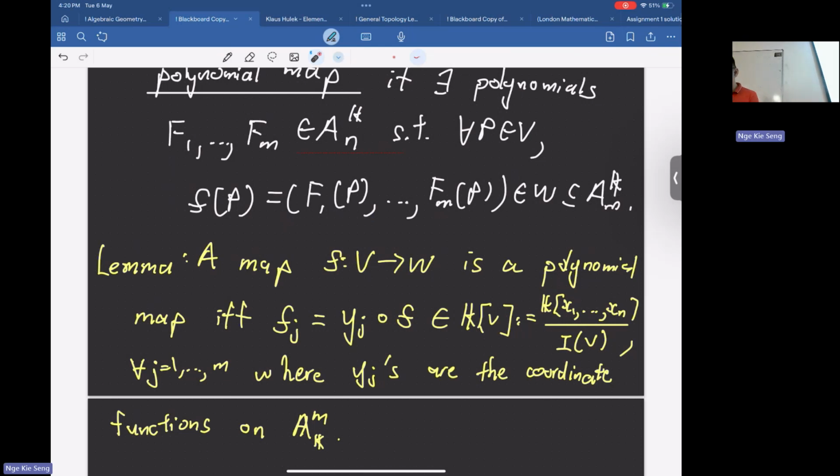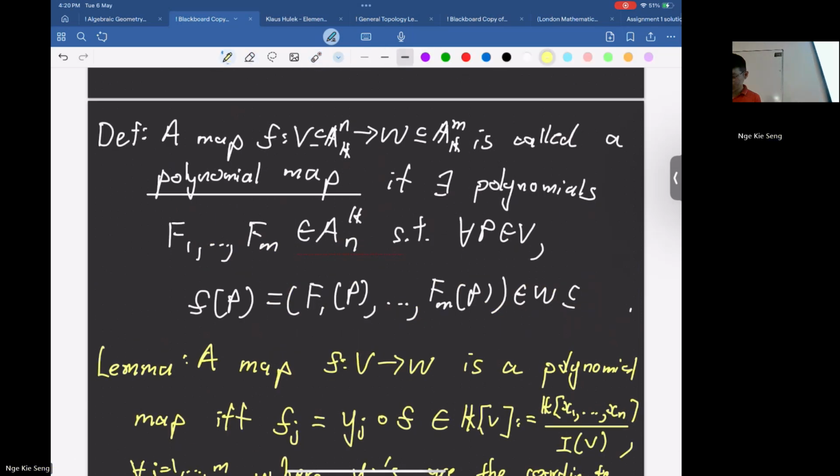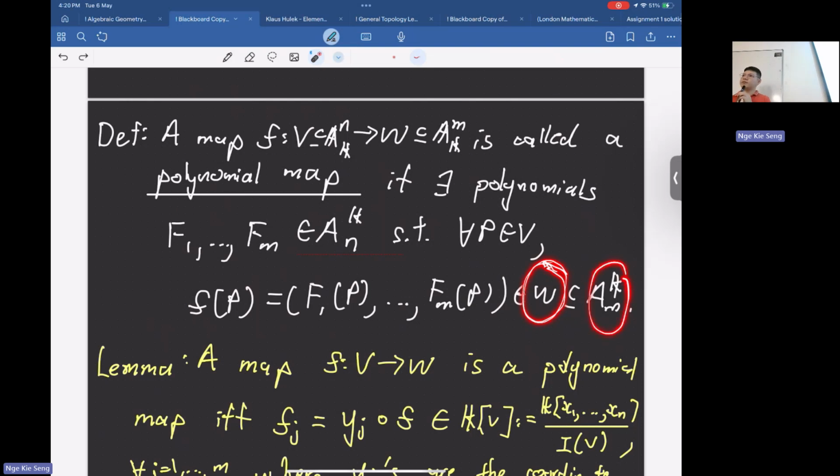Wrong again. Wait, I think I copied the wrong one. Let me check. Does anyone know what happened to this notation? I think everyone should notice this mistake here. So what happened? This W is a variety, right? So it should live in some affine space, but this is a polynomial ring. So this should be an affine space.